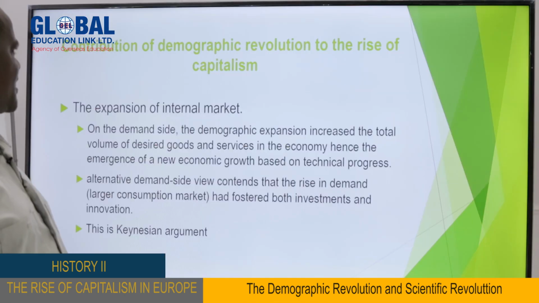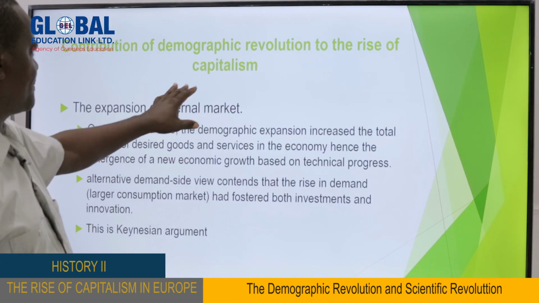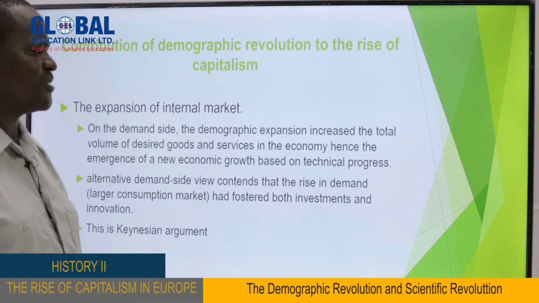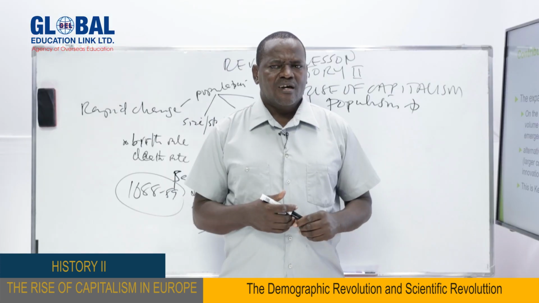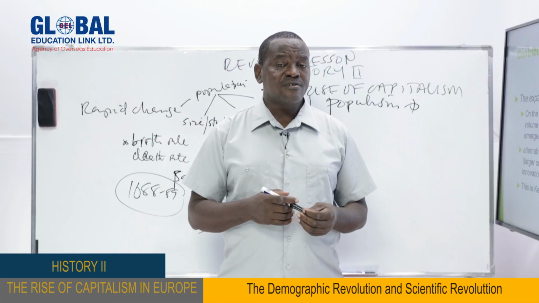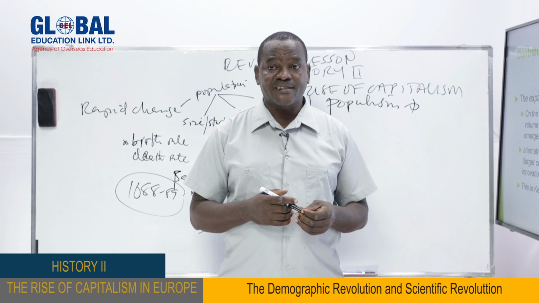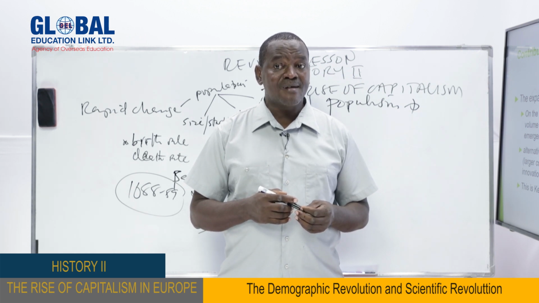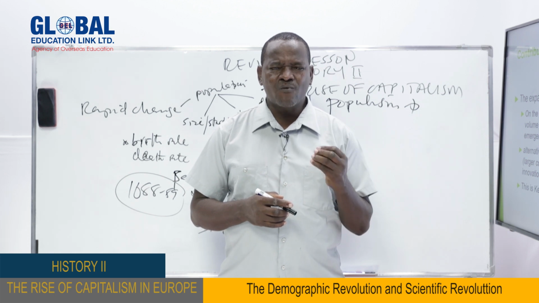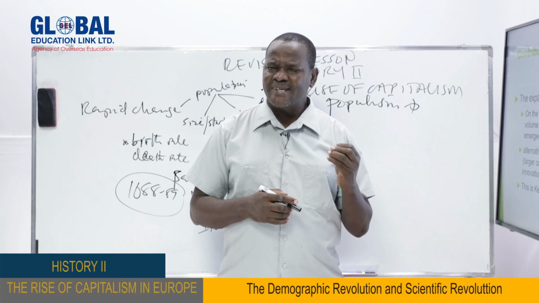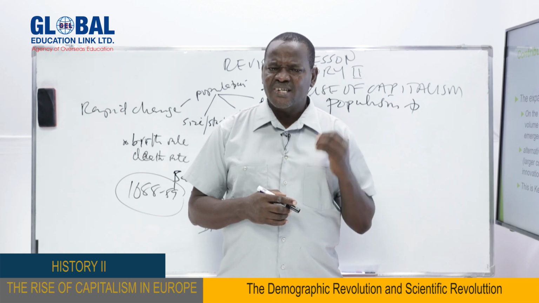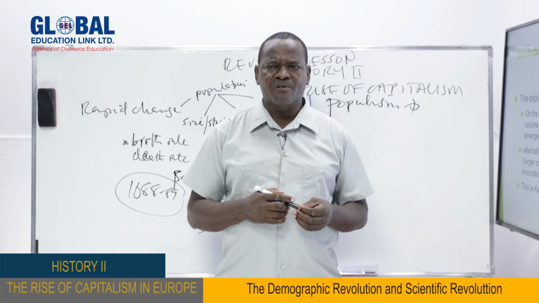The first contribution of demographic revolution to the rise of capitalism in Europe is the expansion of internal market. The increase in population in Europe has contributed to the expansion of market. Remember, when population increases, it means the demand also increases. If you have 1 million people, the demand for clothes will not be the same if you have, let's say, 3 or 4 million people.